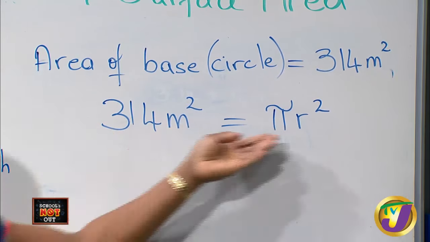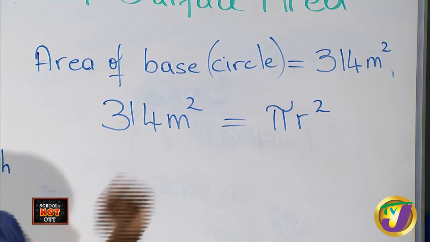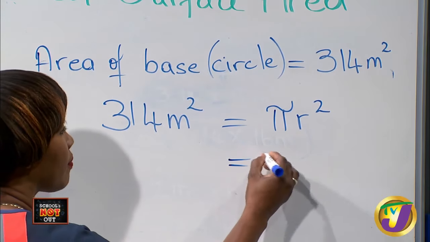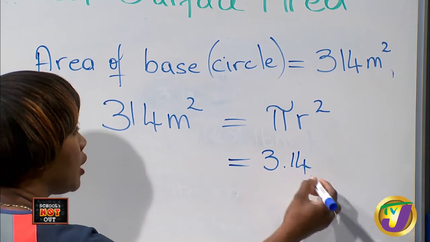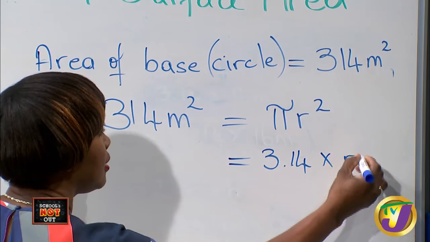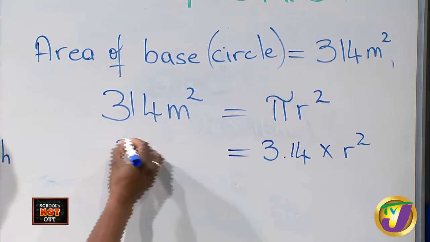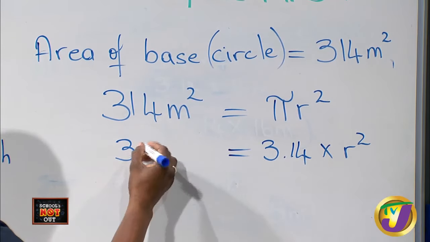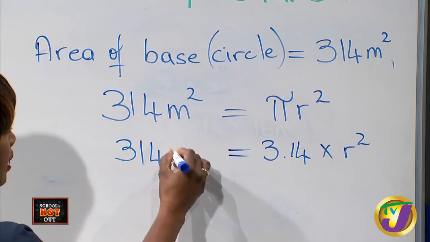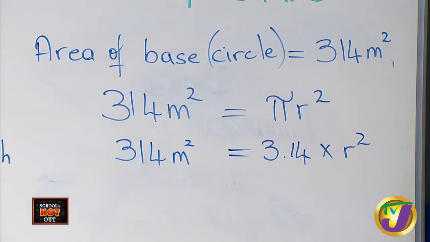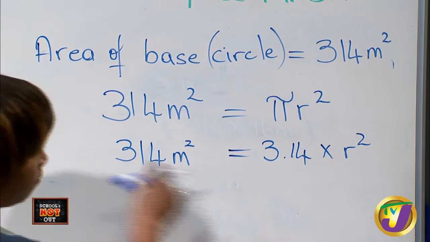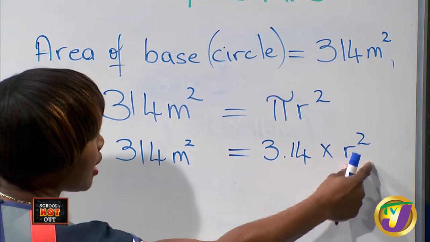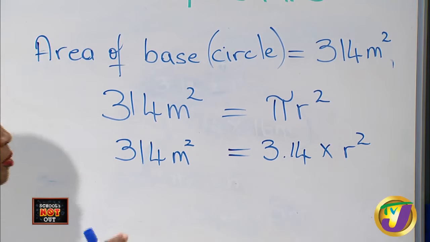So we can now equate it and we can transpose for r. We already know that the value for pi is 3.14. We don't have a value for r. That's not right. It's 314 squared meters. Now let's look. What is happening to this r squared here? It's been multiplied by 3.14.